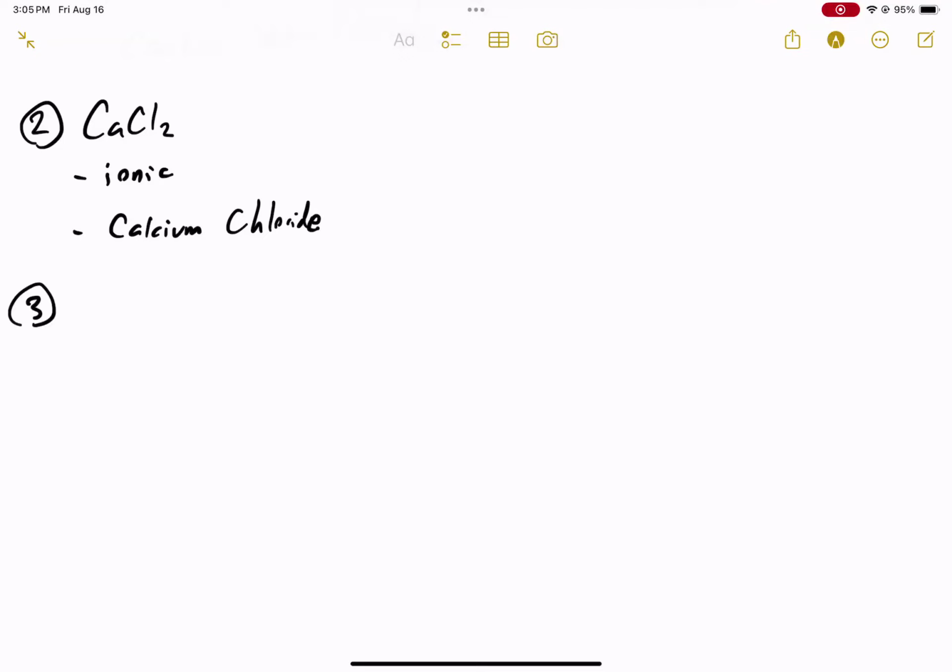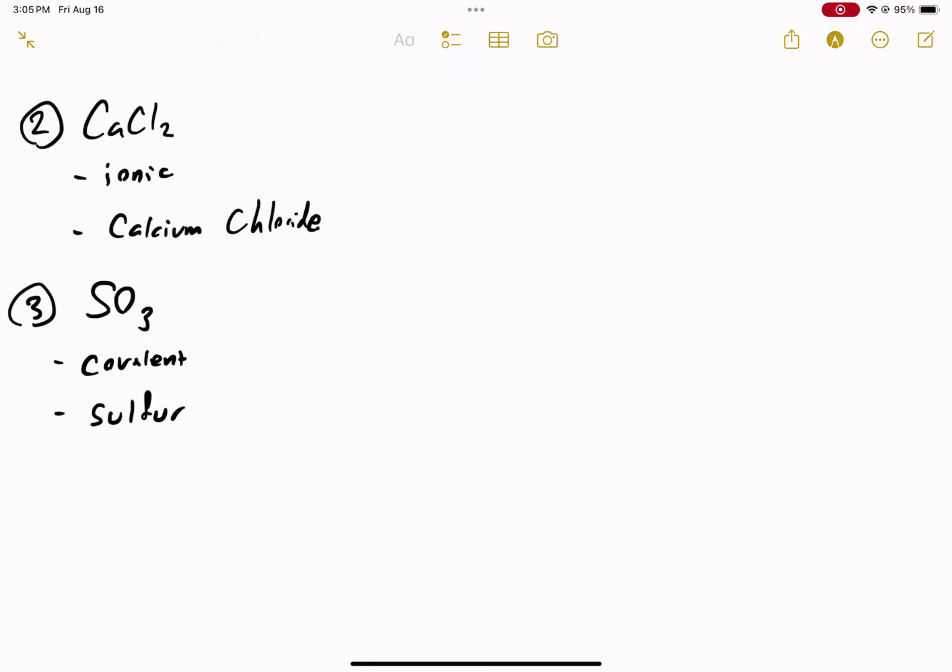Next example, SO3. Again, let's figure out if this is ionic or covalent. We see that sulfur and oxygen are both nonmetals. So this is a covalent compound. So let's start naming this thing. The central atom is just one of them, but we do not put mono. That is not for the central atom. That's only for the ligands, the things that bond to the central atom. So this is just sulfur.